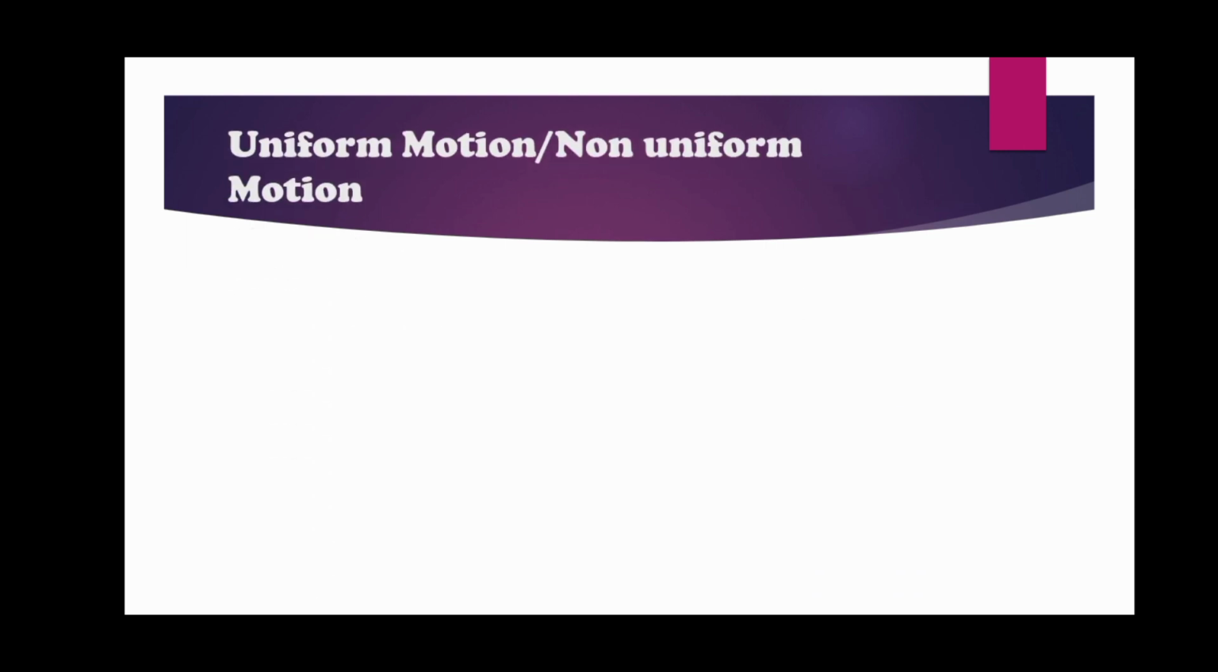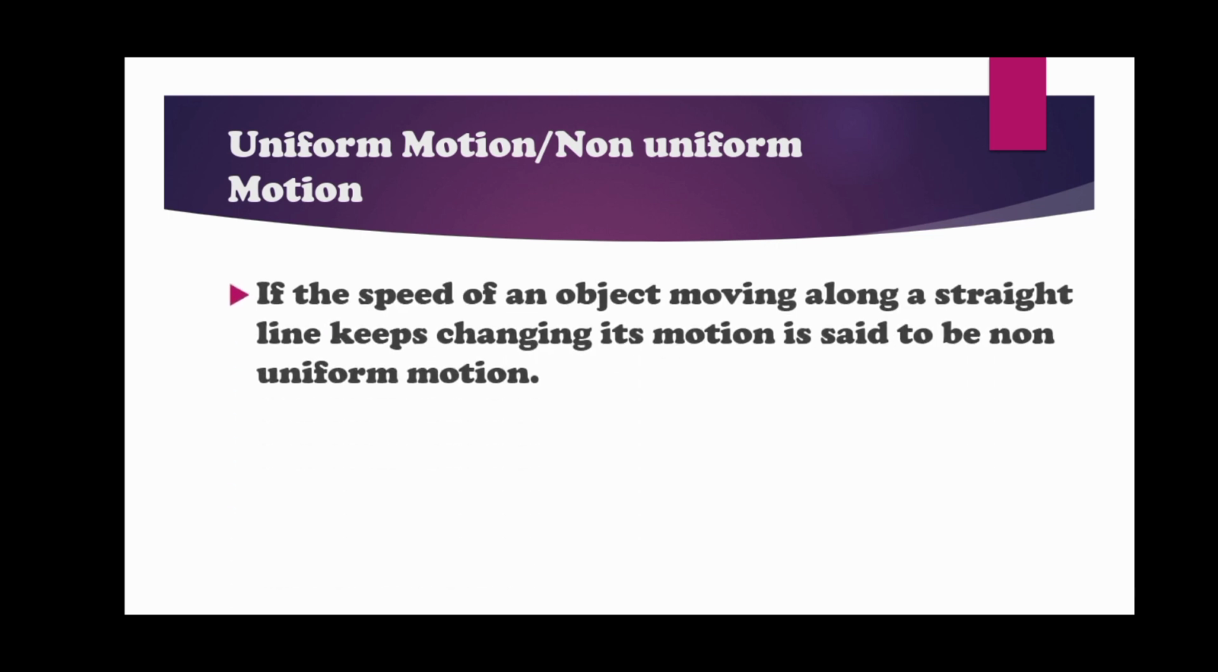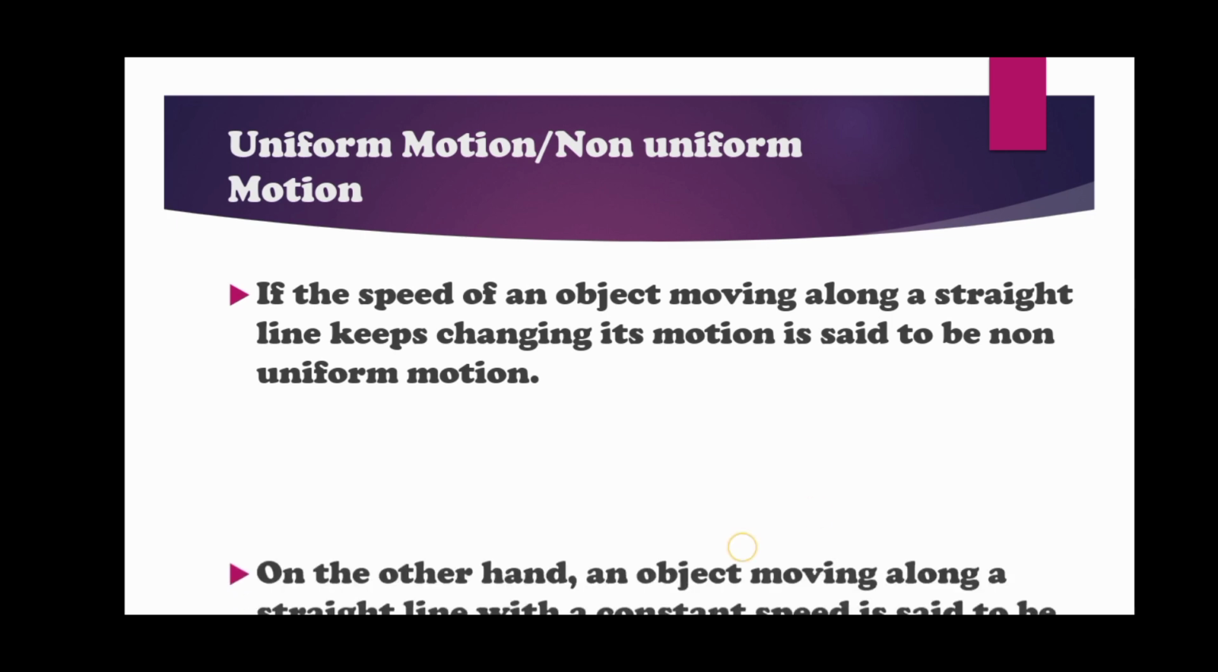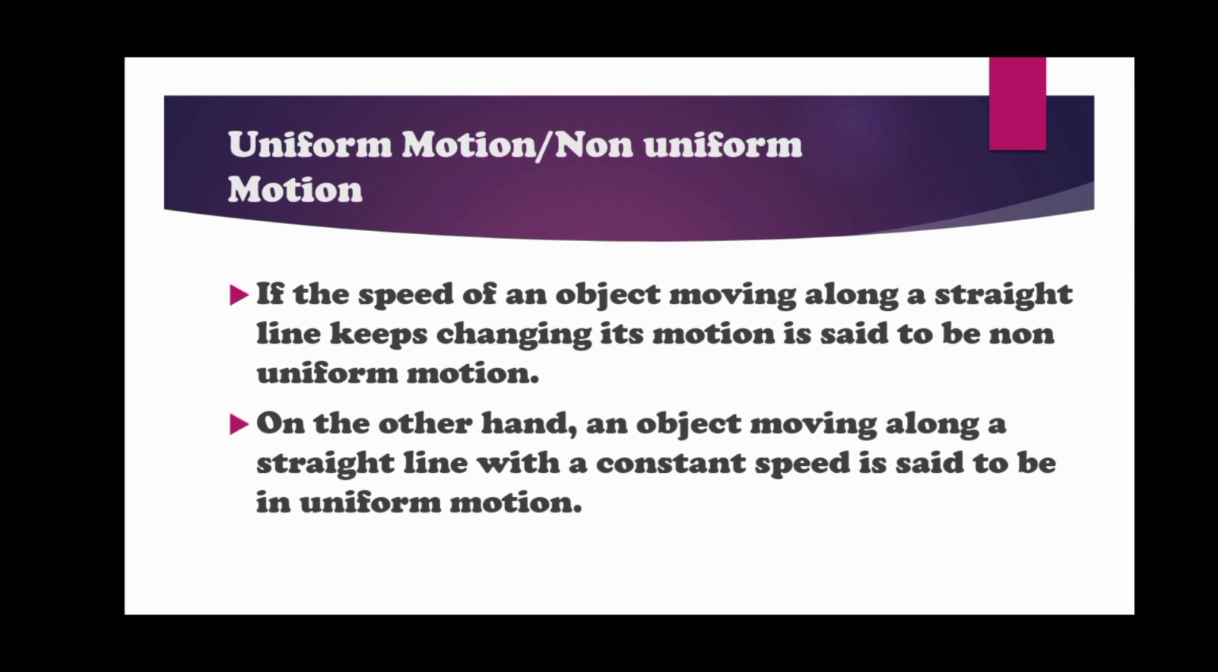Uniform motion and non-uniform motion. In everyday life, we seldom find objects moving with a constant speed over long distances or for long durations of time. If the speed of an object moving along a straight line keeps changing, its motion is said to be non-uniform. On the other hand, an object moving along a straight line with a constant speed is said to be in uniform motion. In this case, the average speed is the same as the actual speed.